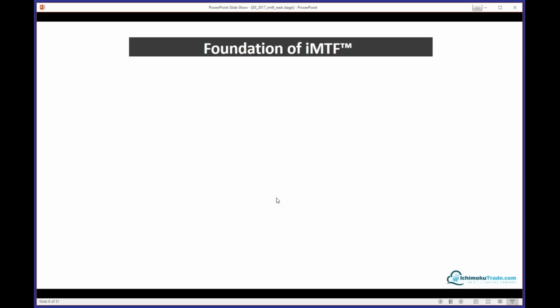Okay? So first, we want to discuss the foundation for IMTF. A lot of people talk about this. A lot of people talk about doing multiple time frame analysis, but they don't know how to do it at all. A lot of people get confused on when the lower time frames influence the higher and when the higher are influencing the lower.